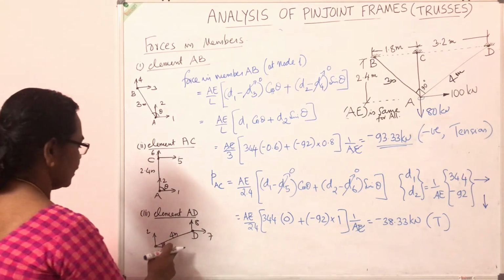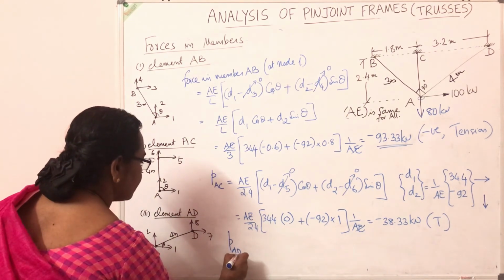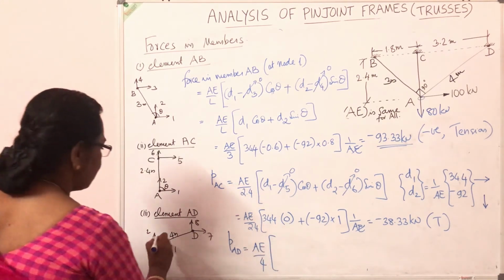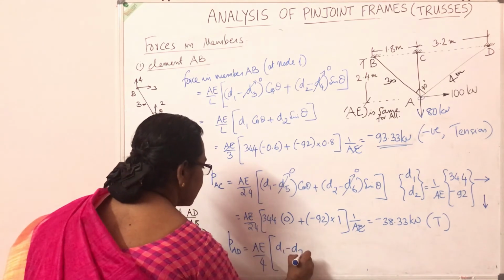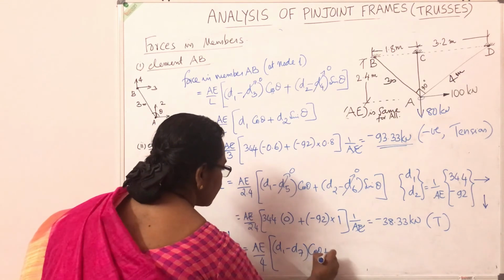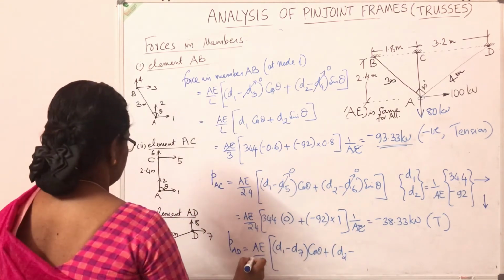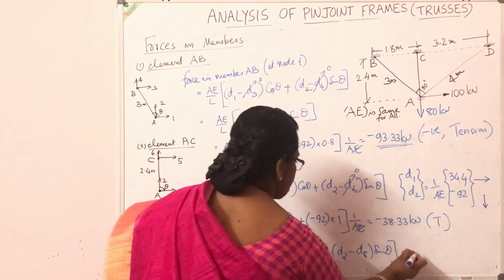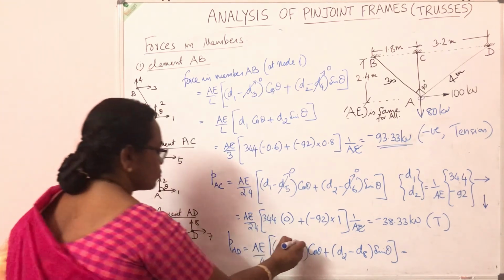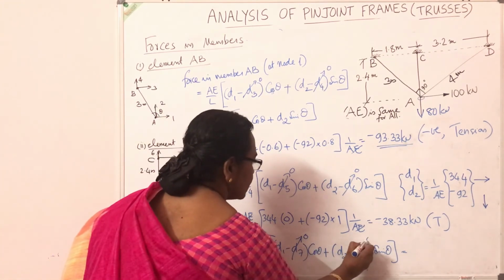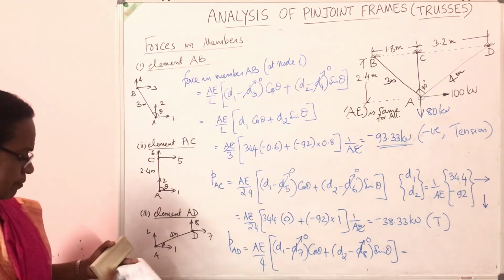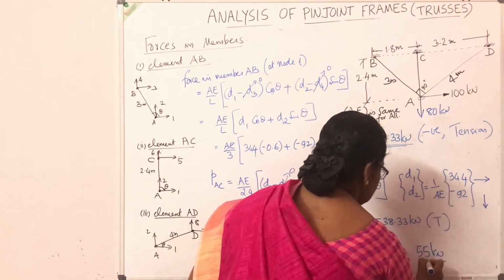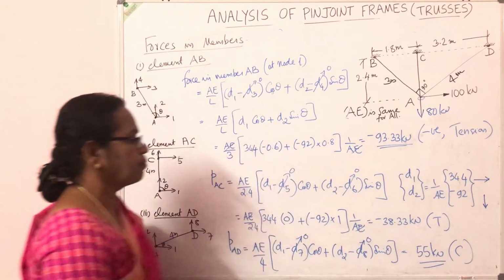Now coming to the third element, force in member AD is equal to AE by L into D1 minus D7 cos theta plus D2 minus D8 sin theta. Substituting the values, D7 is 0, D8 is 0. Substitute the values of cos theta and sin theta from the first step. We get the answer 55 kilonewton. This is positive, so that member is subjected to compression.